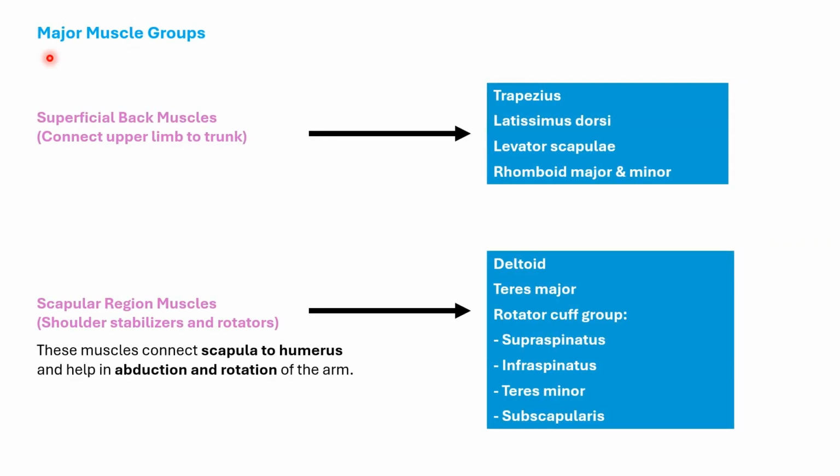Now we learn about the major muscle groups. There are two groups: superficial back muscles and scapular region muscles. Superficial back muscles connect the upper limb to the trunk. They are trapezius, latissimus dorsi, levator scapulae, and rhomboid major and rhomboid minor. Scapular region muscles connect the scapula to the humerus and help in adduction and rotation of the arm. They are deltoid, teres major, and the rotator cuff group. The rotator cuff group includes four muscles: supraspinatus, infraspinatus, teres minor, and subscapularis.